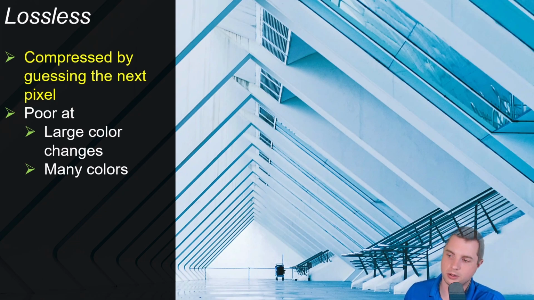Okay, so lossless works by guessing the next pixel. So literally go in order by the table that these pixels are in and essentially just guess at what the next pixel color is going to be. So this is not very good at large color changes. Anything that's sparkly, it's not going to be very good at, and many colors, which again, sparkly is not going to be very good at. So probably the worst case scenario is bedazzled dresses where you have a bunch of fake jewels, and they're even worse if they make their own color. Just not good at all.